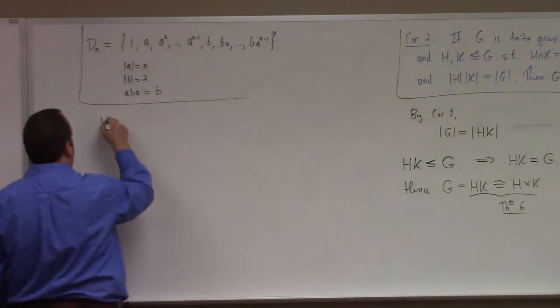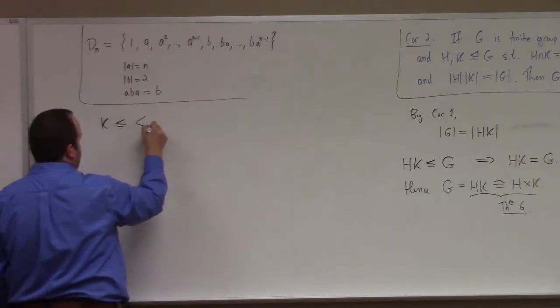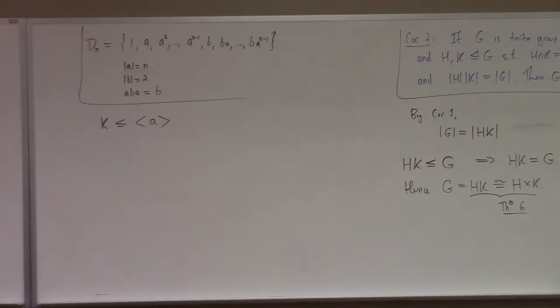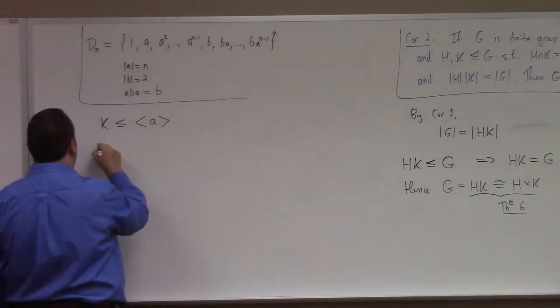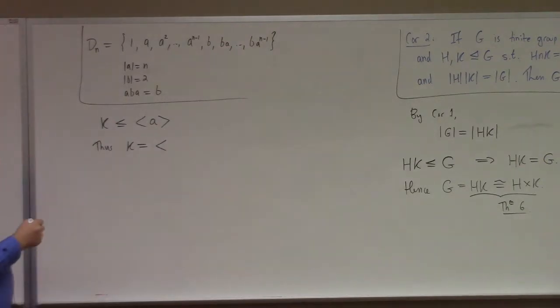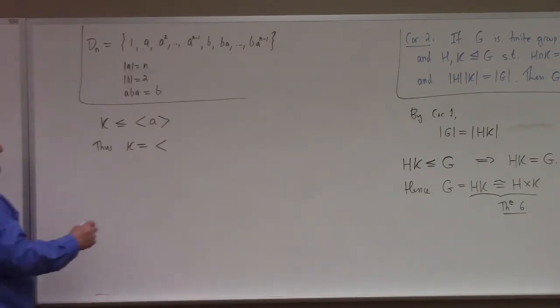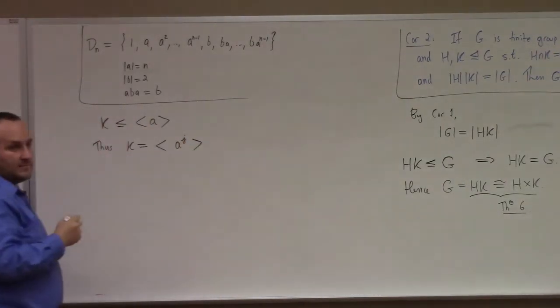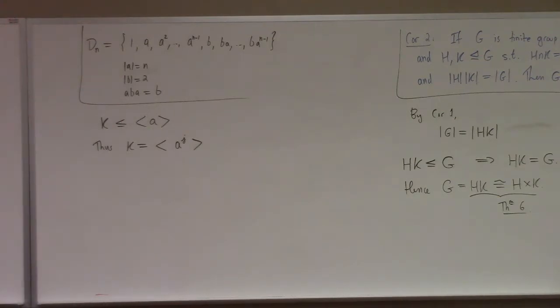And we're supposed to let K be a subgroup of the subgroup generated by A, right? So it's a subgroup of a cyclic group. Therefore, what can we say about the subgroup of a cyclic group? It's cyclic, right? So that means that K must be generated by A to the power J for some J, since it's a subgroup of a cyclic group.